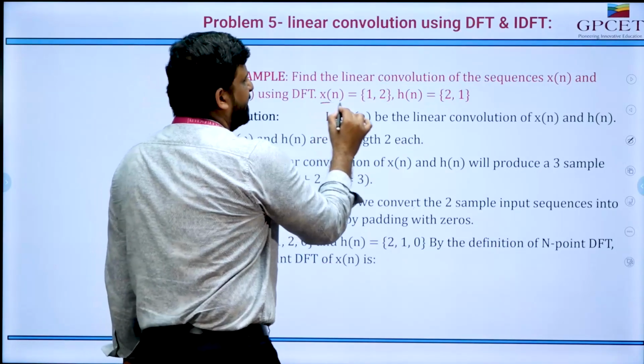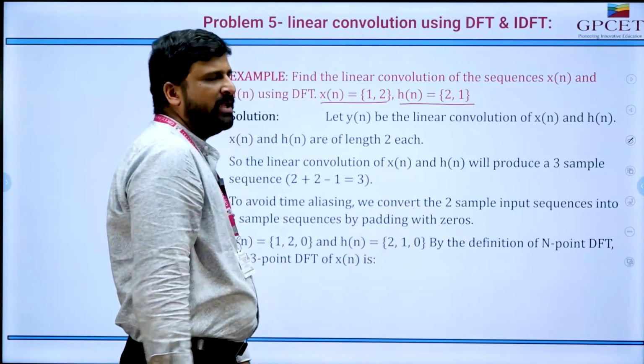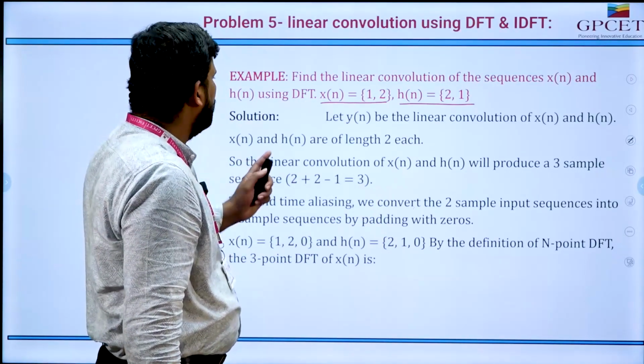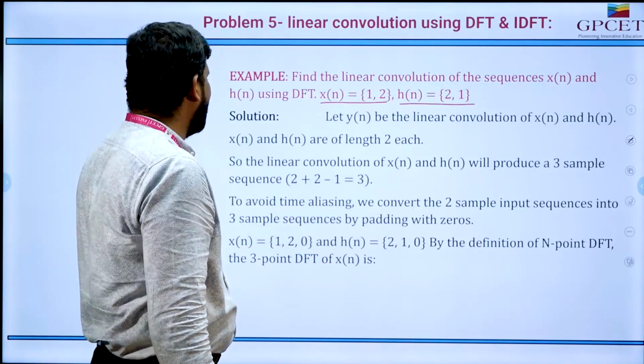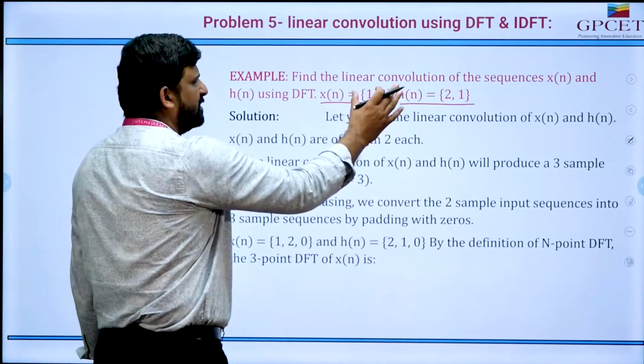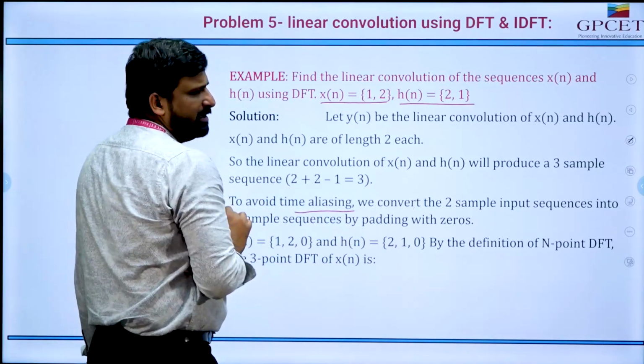So what is the value he has taken? X of n is equal to 1, 2 and h of n is equal to 2, 1. Now if you see here, to do this linear convolution, what happens? It produces only 3 samples. Because of these small sequences, some aliasing effect may occur here.